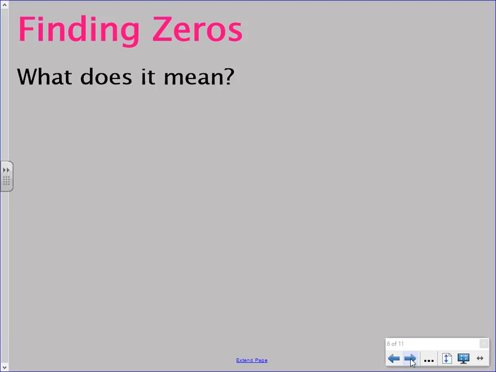Okay, pod 5. I have not picked on you. That would be you 3 men right here. What does it mean if I say find zeros? You find where the function touches the x-axis. We are finding where the function touches the x-axis. Do you agree? I'm getting some head nods.